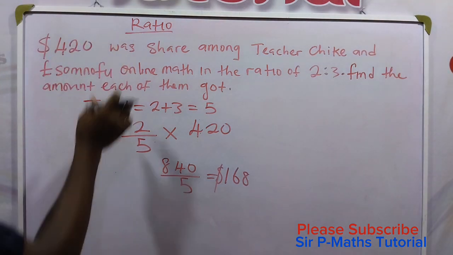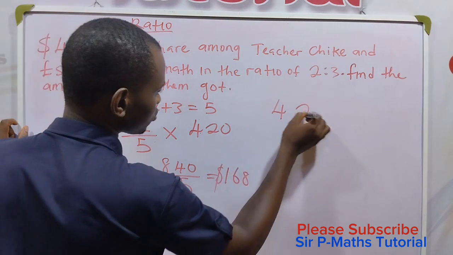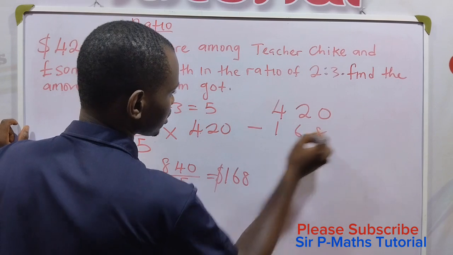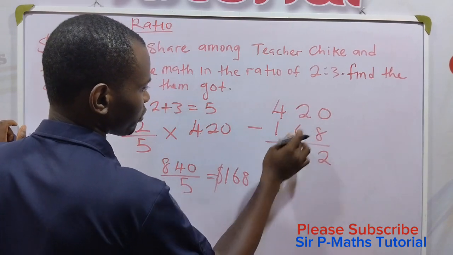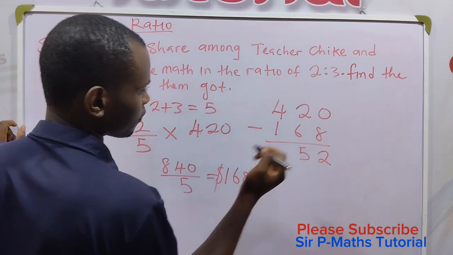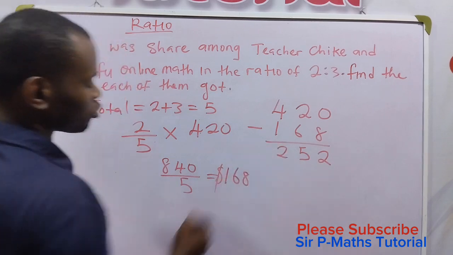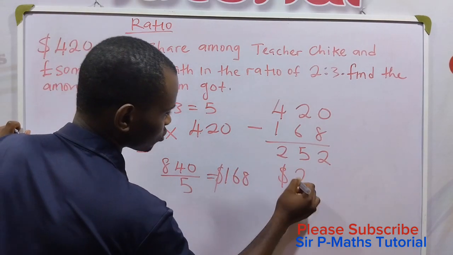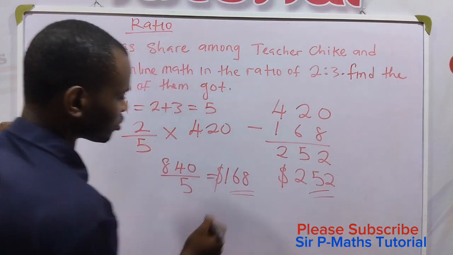Let's get the amount Esomnofo for online math got. So you simply say $420 minus 168. 10 minus 8 is 2. 11 minus 6, that is 5. Then 3 minus 1, that is 2. So Esomnofo will get $252. That becomes the solution.